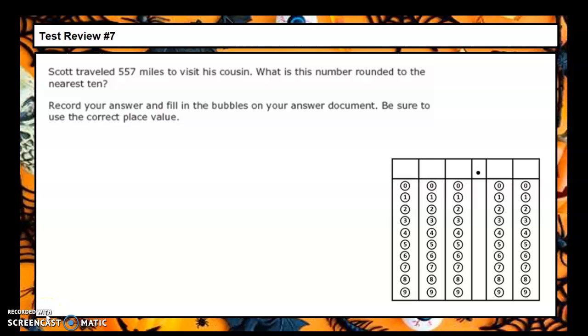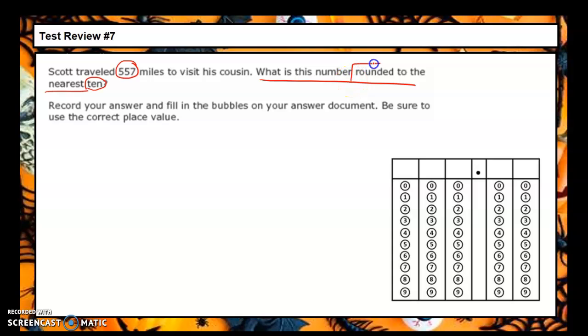All right, question number 7 says, Scott traveled 557 miles to visit his cousin. What is this number rounded to the nearest 10? And you have to fill it in on your grid. So I'm going to circle my number, which is 557. I even see the word 10 written in word form. And I want to know what is the number rounded to the nearest 10.